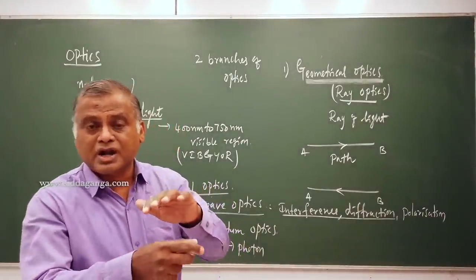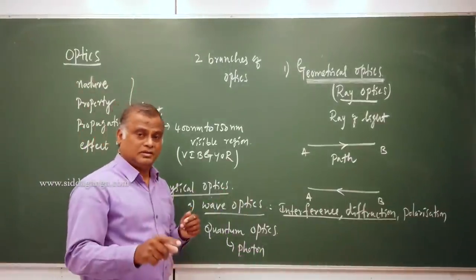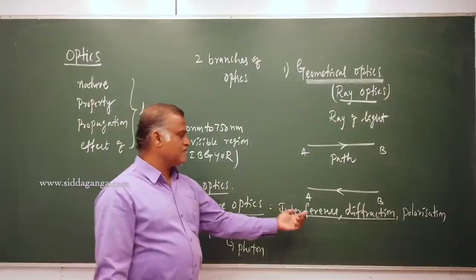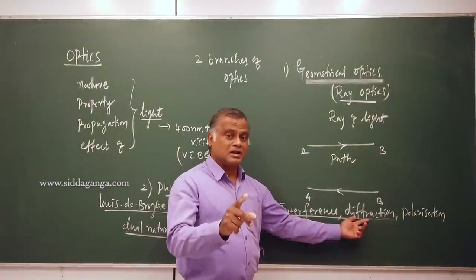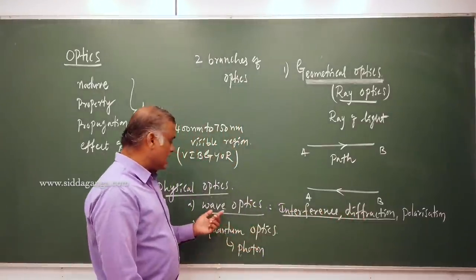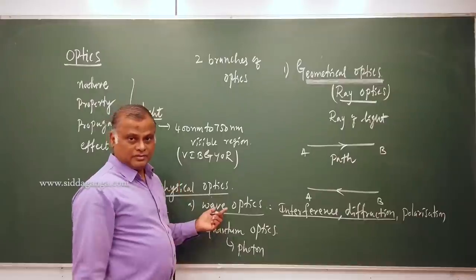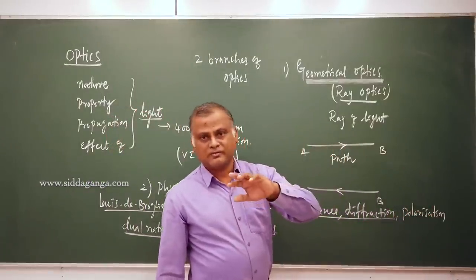Interference and diffraction are modifications of light energy, where at the point of overlapping of two or more light waves of the same kind there is some modification of light energy that can be explained, can be studied, only by considering light as a wave. Polarization is also exhibited by wave nature.